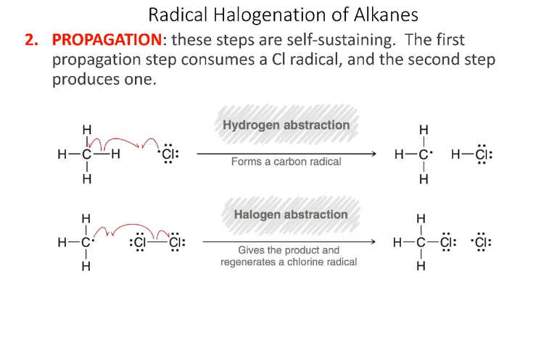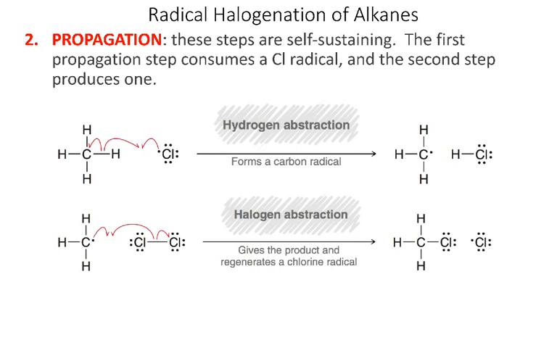All right, following the initiation step, we have various propagation steps that are possible. Right, and so these steps are self-sustaining because as propagation steps, we're creating new radicals, which then go on to react with other things. And so in the first propagation step, we have a hydrogen abstraction. So the chlorine radical is stealing a hydrogen atom, but the other electron from the carbon-hydrogen bond forms a new radical on the alkane.